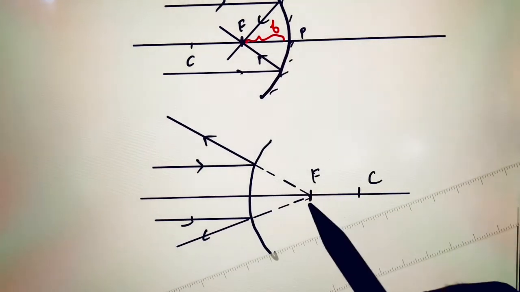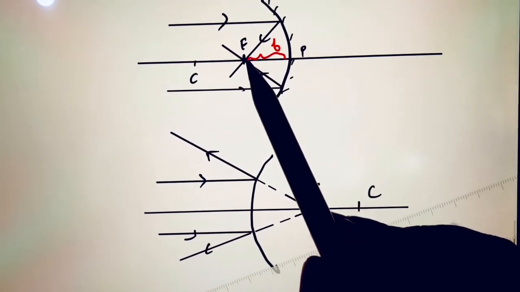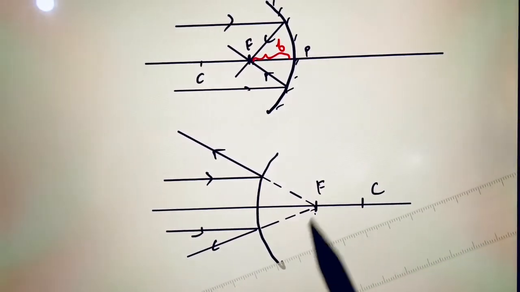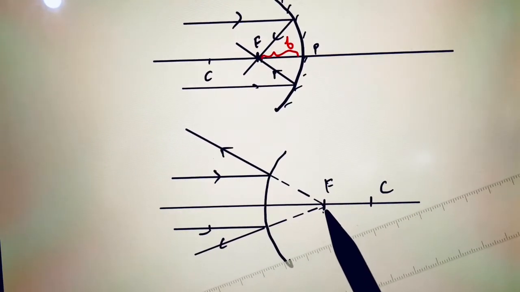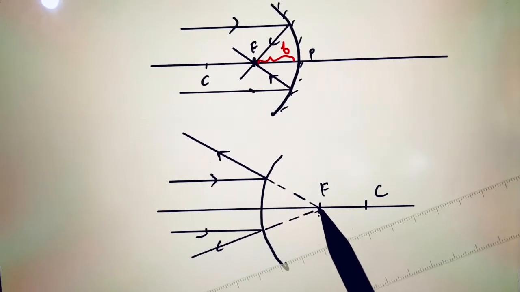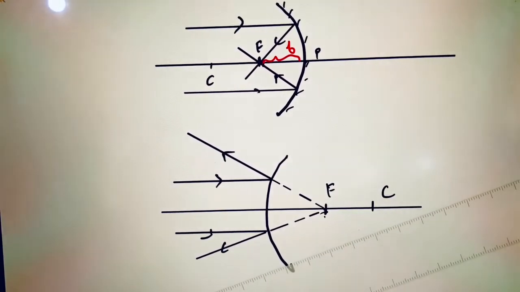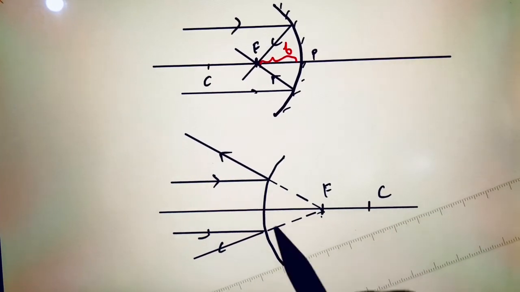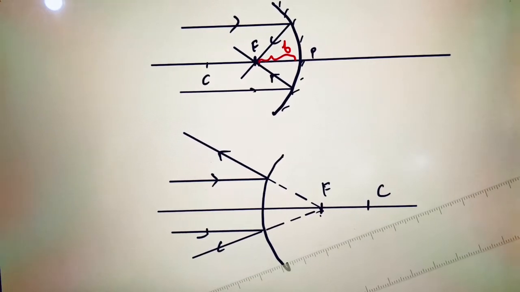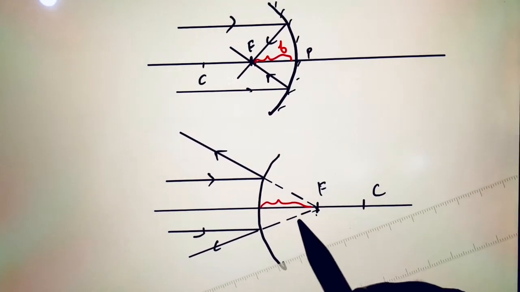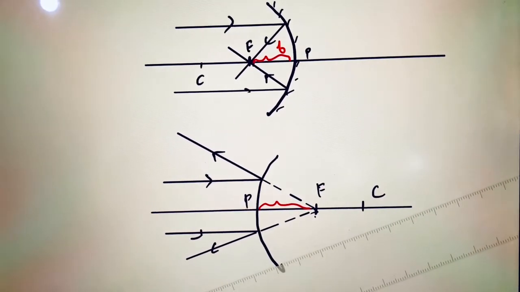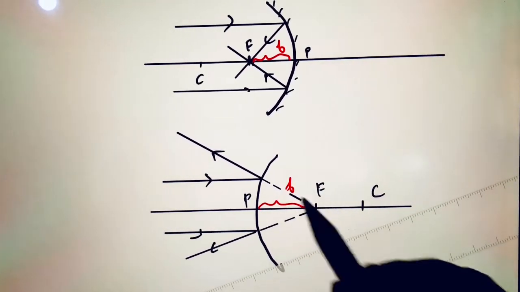But the difference between this focus and this focus is that at this focus the rays of light are actually meeting, but at this focus the rays of light are appearing to meet or appearing to come from. So this is a virtual focus, and this is a real focus. And as we said earlier, this distance from the pole, where this is our pole, to the focus is our focal length.